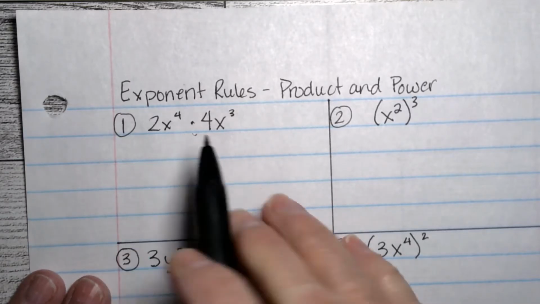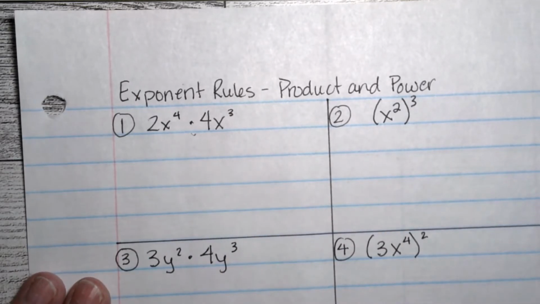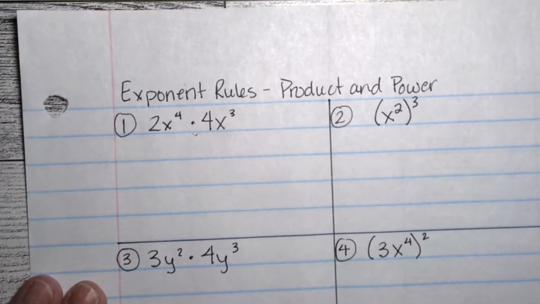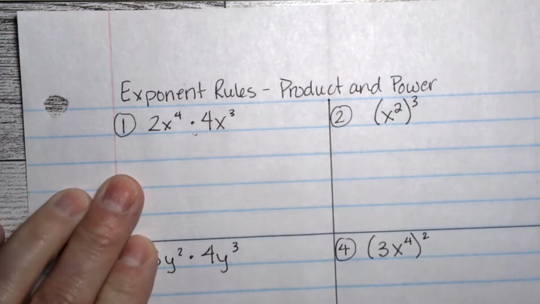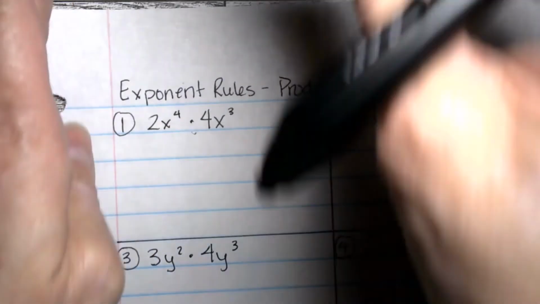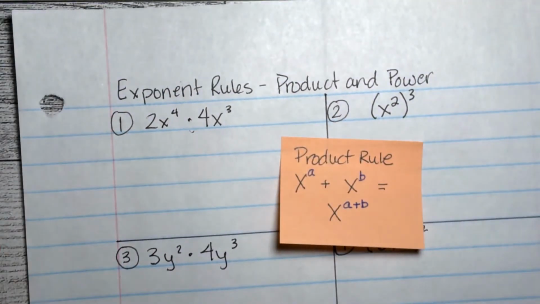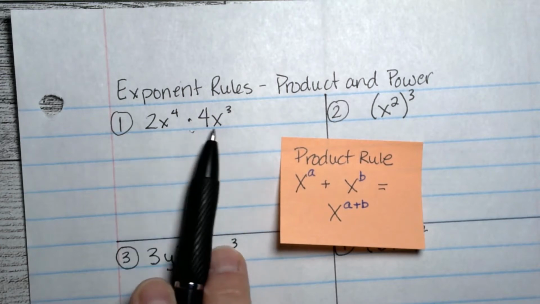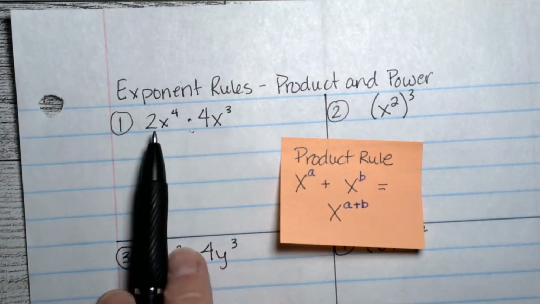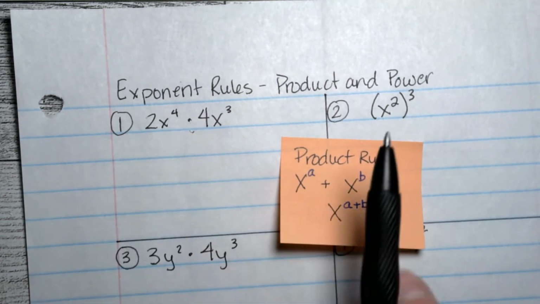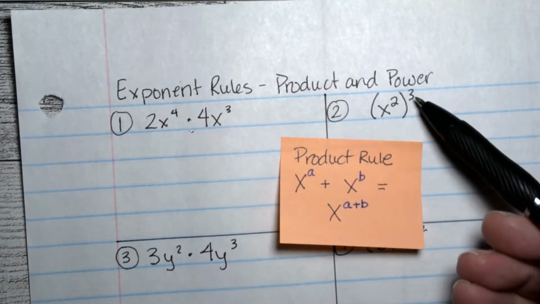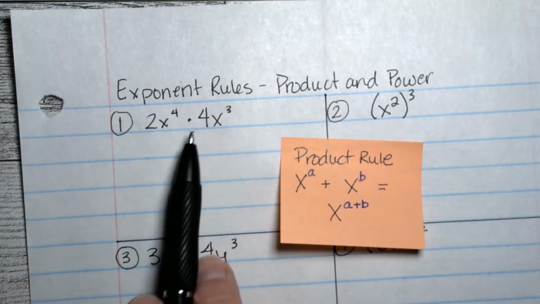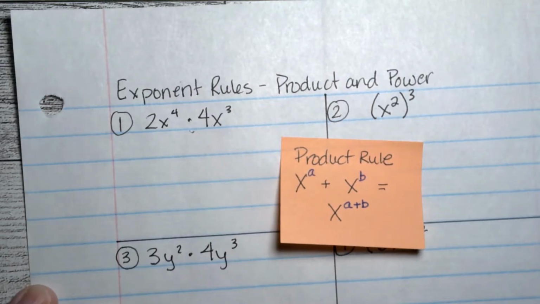I want to show you how the rules work real fast, how they make your work go faster, but also how to do it if you don't remember what the rule is. So for this one, this is the product rule, because we are multiplying 2 terms and nothing is raised to an external power or anything like that. So compared to number 2, where you have 1 term raised to a power, that's not happening here. We're just multiplying straight across.